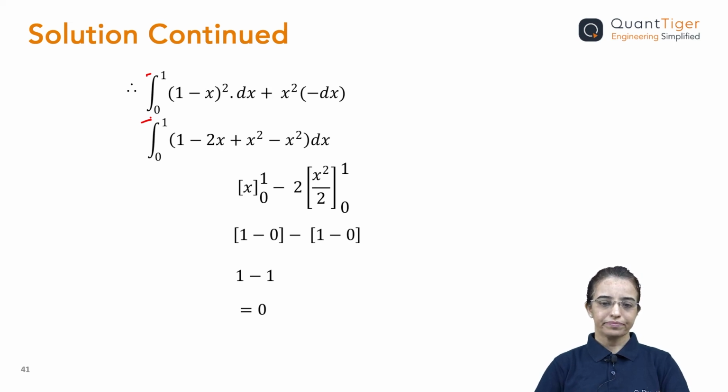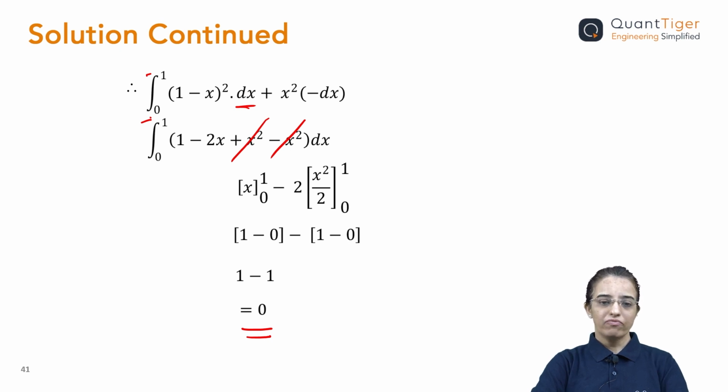Now simply, dx is common, so we can take out dx and write all the terms together. Then you see if you can cancel anything out. So plus x square minus x square we can cancel, and 1 minus 2x has come. Then we simply integrate it. The integral of 1 is x, and the integral of minus 2x is minus 2x square by 2. Then we substitute the upper limit and lower limit here. After this I will get the value as 0. So in this case we are getting 0.